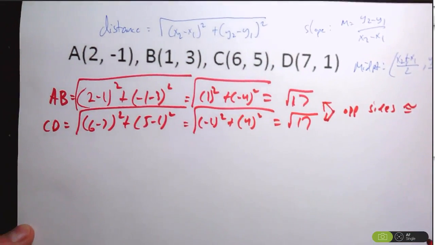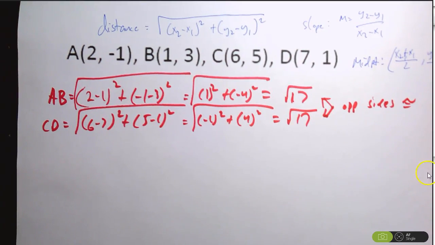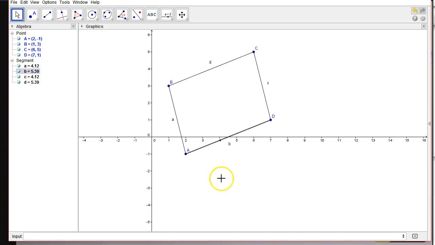Okay. Now the other pair of opposite sides. Let's see here. What are the other pairs of opposite sides? I got to be careful with this, because if I don't do the right sides, I'll actually do the diagonals. So I had AB and CD. It's BC and AD.